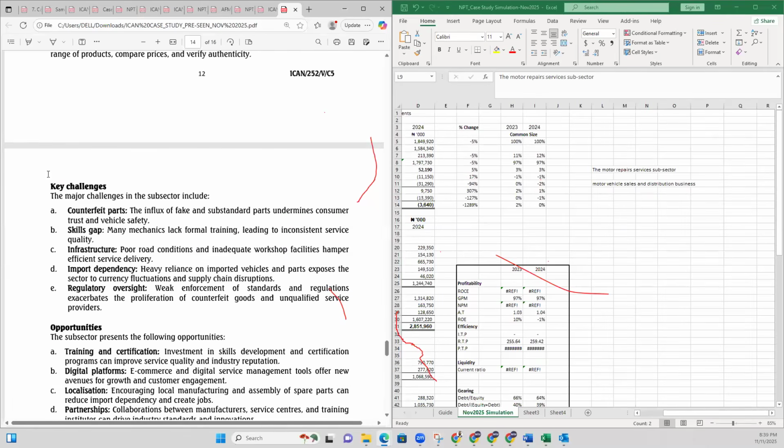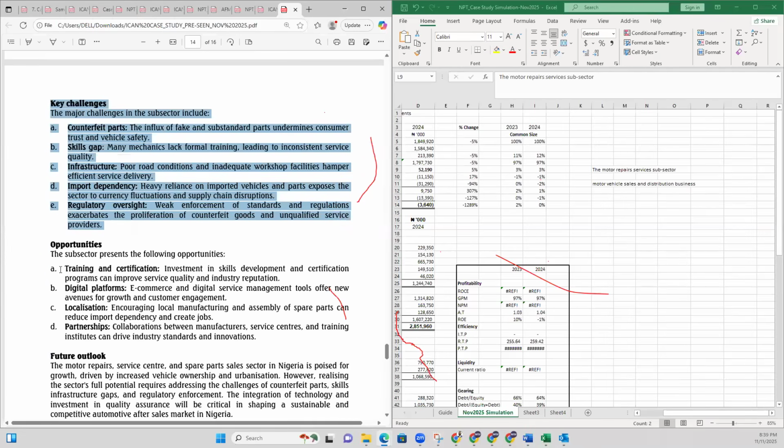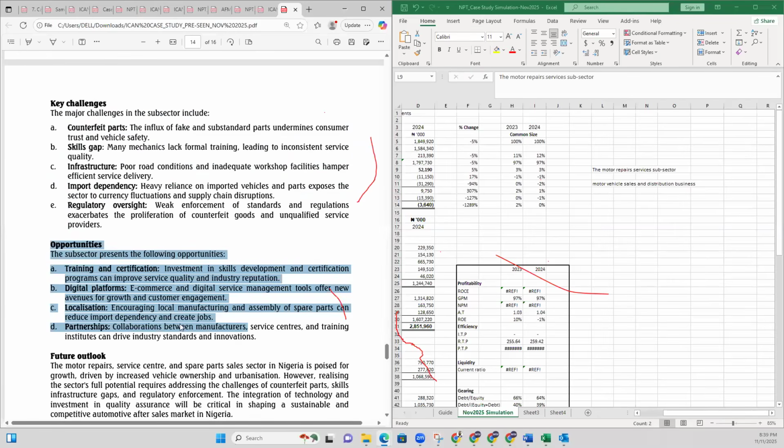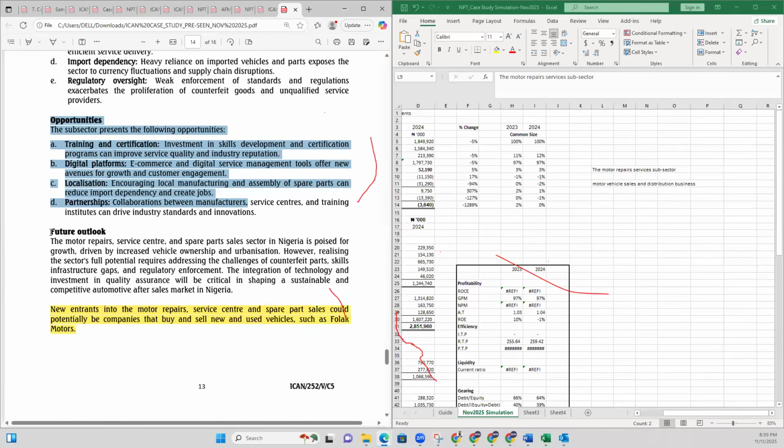Okay. And then, they summarized the key challenges, which looks like those things we went through up there. Opportunities, and the future outlook. And they also concluded that part by saying what? I need somebody to read. They highlighted in yellow. New entrants into the motor repair service center and spare parts sales could potentially be companies that buy and sell new and used vehicles, such as Folak Motors.